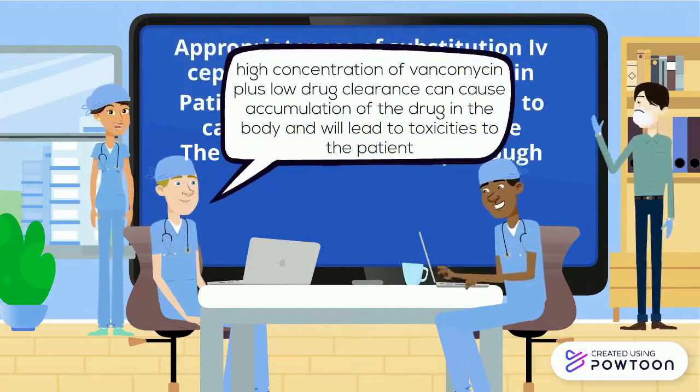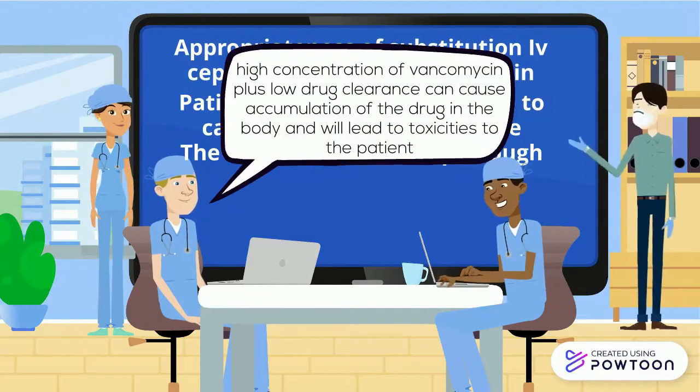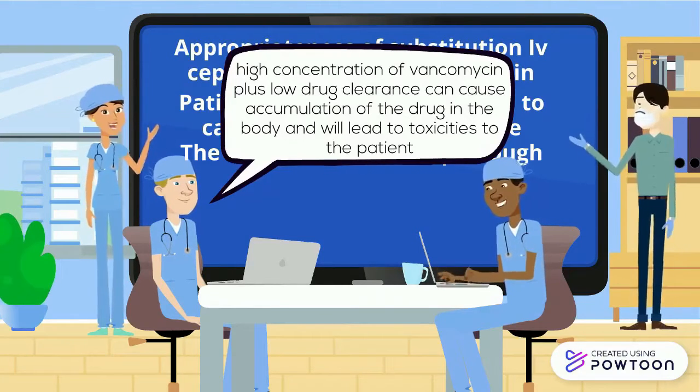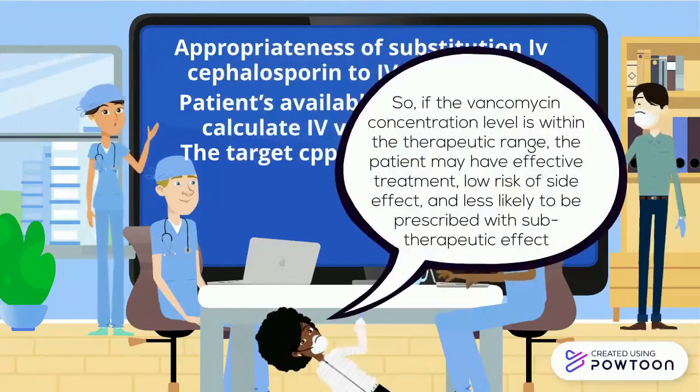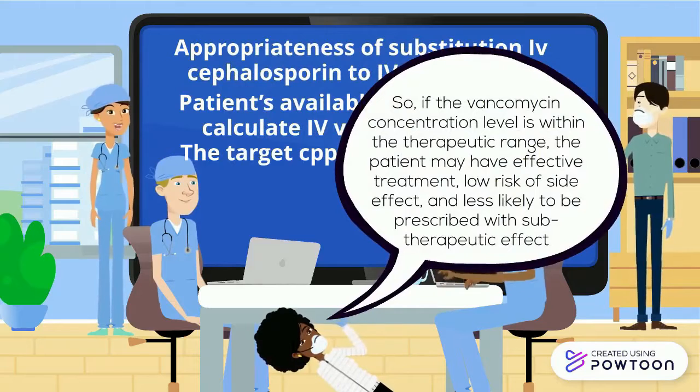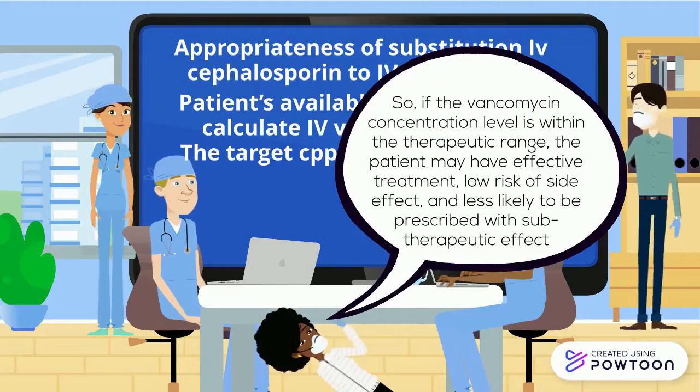On the other hand, high concentration of vancomycin plus low drug clearance can cause accumulation of the drug in the body and will lead to toxicities to the patient. So, if the vancomycin concentration level is within the therapeutic range, the patient may have an effective treatment, low risk of side effects, and is less likely to have a subtherapeutic effect.